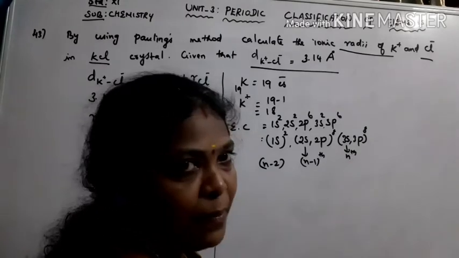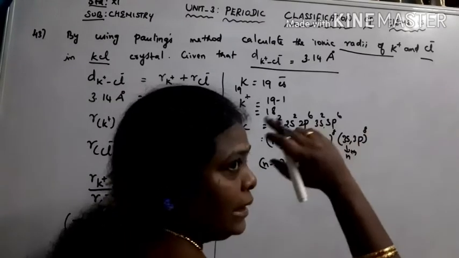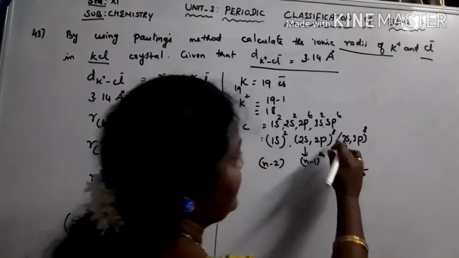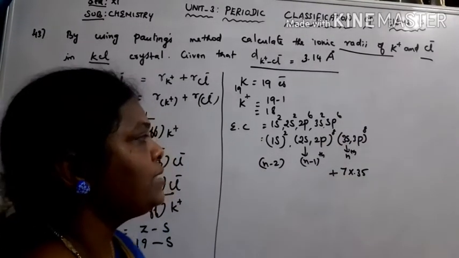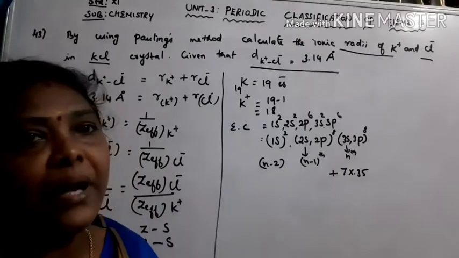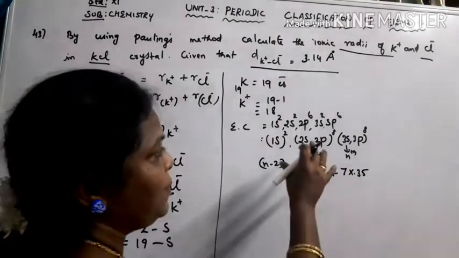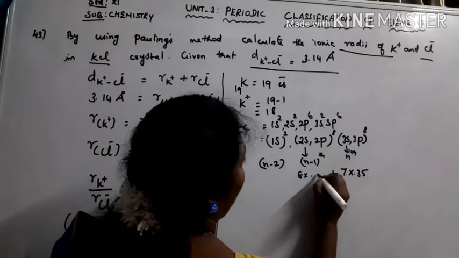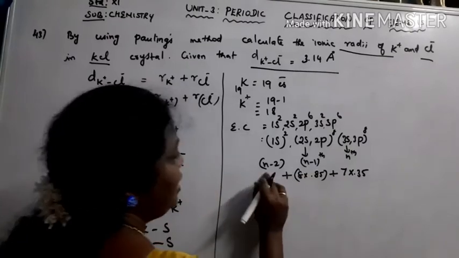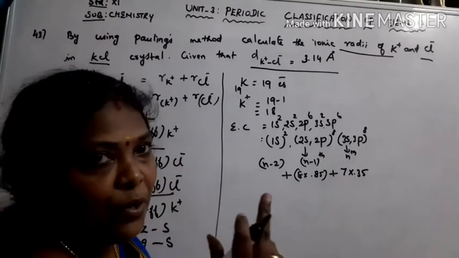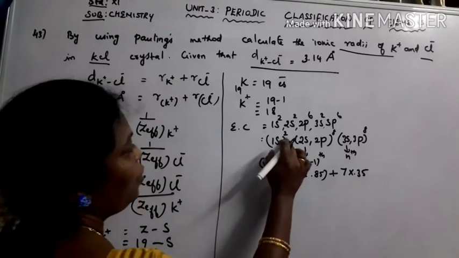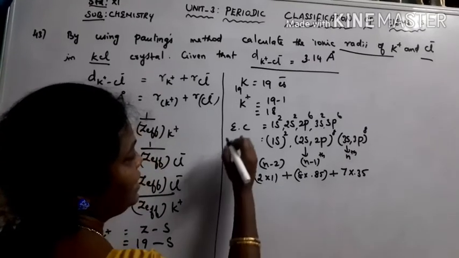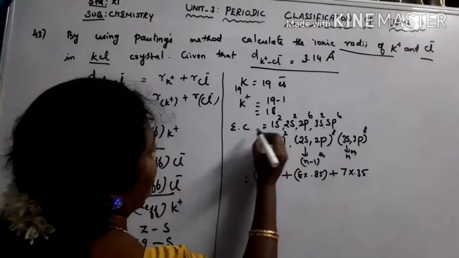The nth shell electrons should be multiplied by 0.35. Number of electrons 8, if you subtract 1, means 7. So 7 into 0.35, plus the n minus 1 shell, which also contains 8 electrons, multiplied by the screening effect of 0.85 units, so 8 into 0.85. Then plus the n minus 2 and innermost shells, which contribute 1 per electron. Total number of electrons is 2, therefore 2 into 1. While we add all these, we get the screening constant.